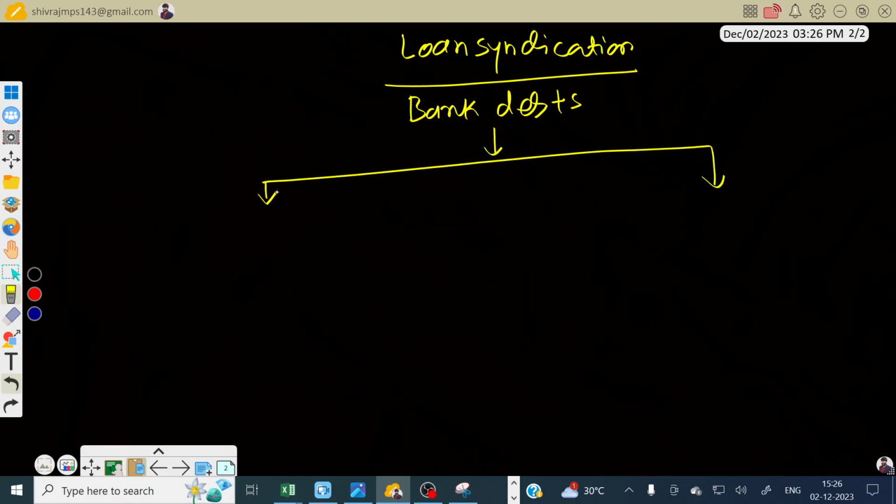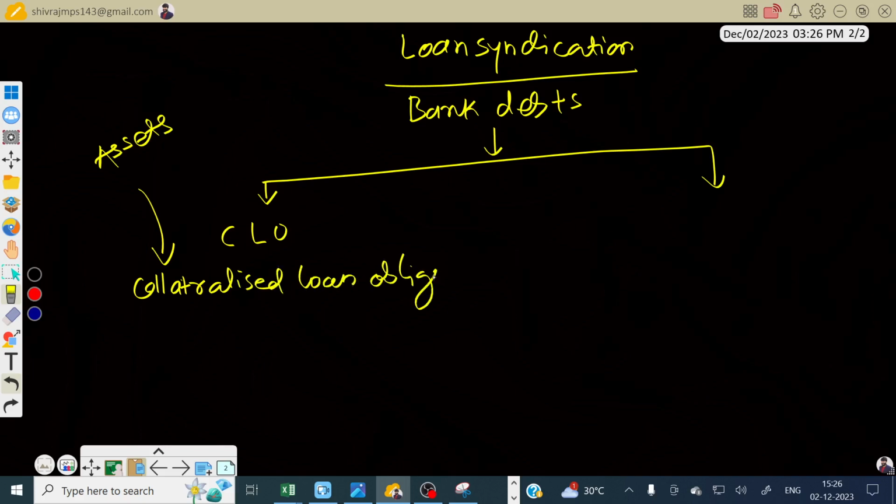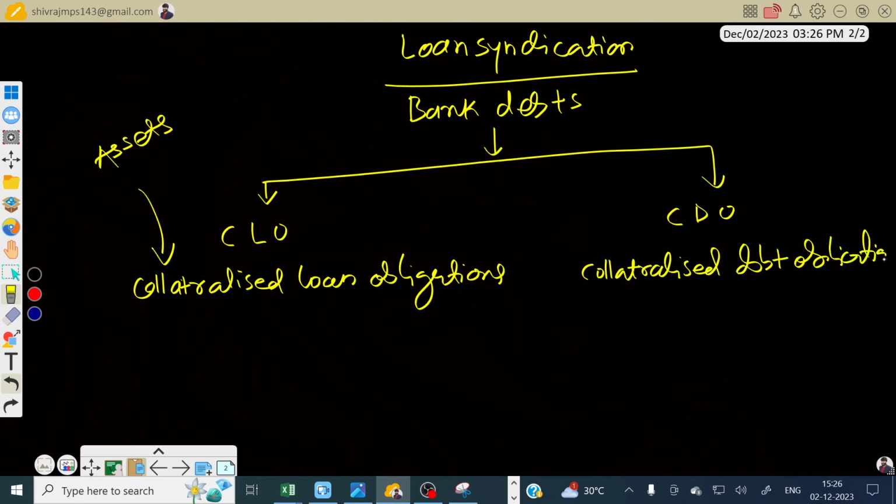One is CLO, collateralized loan obligation. CLO means collateral, it means assets. Assets should be included or involved in this transaction. Collateralized loan obligations. And another one is CDO. CDO means collateralized debt obligations.